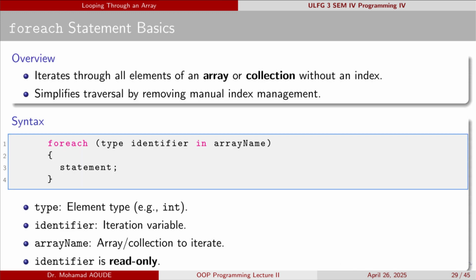When you simply need to visit every element in an array without modifying them, foreach is the way to go. Foreach automatically loops over every element in sequence without needing to manually manage an index. It's cleaner, safer, and makes your code more readable, especially for beginners.